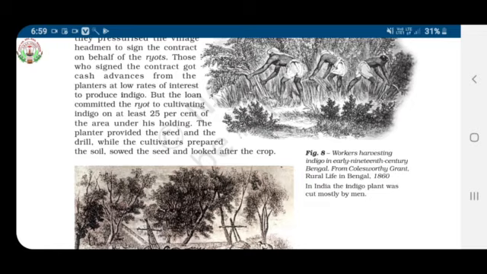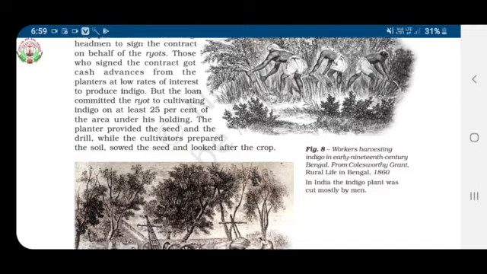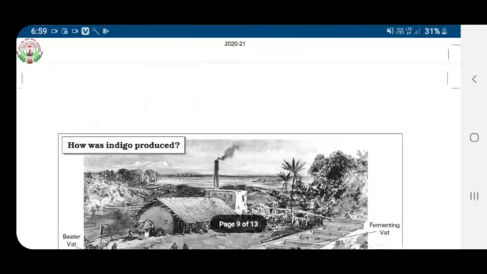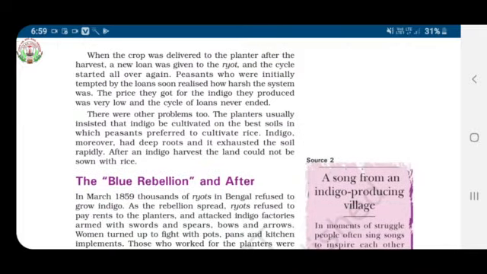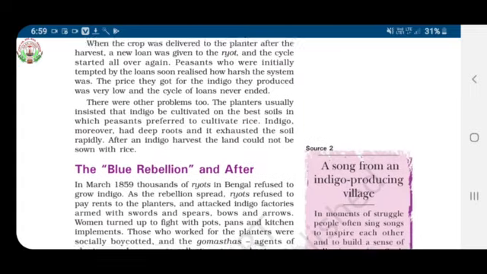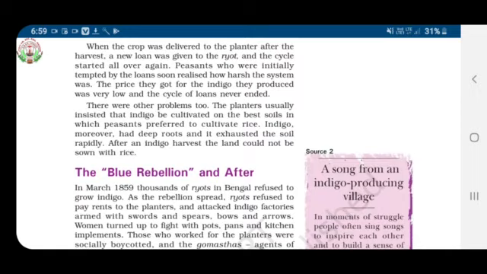The planters provided the seeds and the drill, while the cultivators prepared the soil, sowed the seed, and looked after the crop. Then, when the crop was delivered to the planters after the harvest, a new loan was given to the ryot, and the cycle started all over again. Peasants who were initially tempted by the loans soon realized how harsh the system was. The price they got for the indigo they produced was very low, and the cycle of loan never ended.